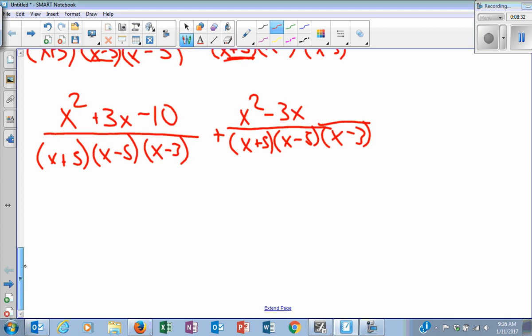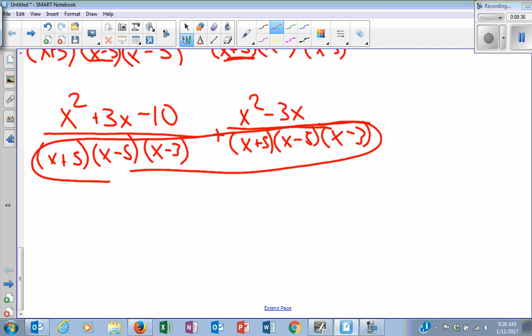Okay, once I have common denominators, I cannot drop the denominator like we did before because this is not an equation. I'm just simplifying this. There's no equals something over here. So I have to just add my tops.